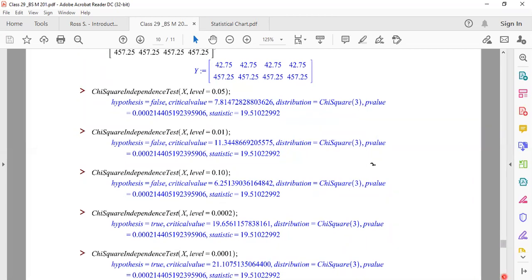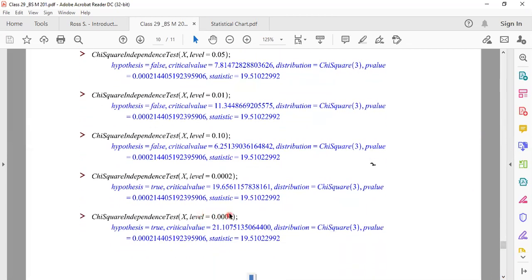I have done one more thing over here. I have taken the level of significance to be 0.0001, which is further lesser than this particular precise level of significance. And you see, in all these cases, the null hypothesis is being accepted. So this particular homework is actually being done to show you how the level of significance plays an important role in deciding the fate of the null hypothesis.